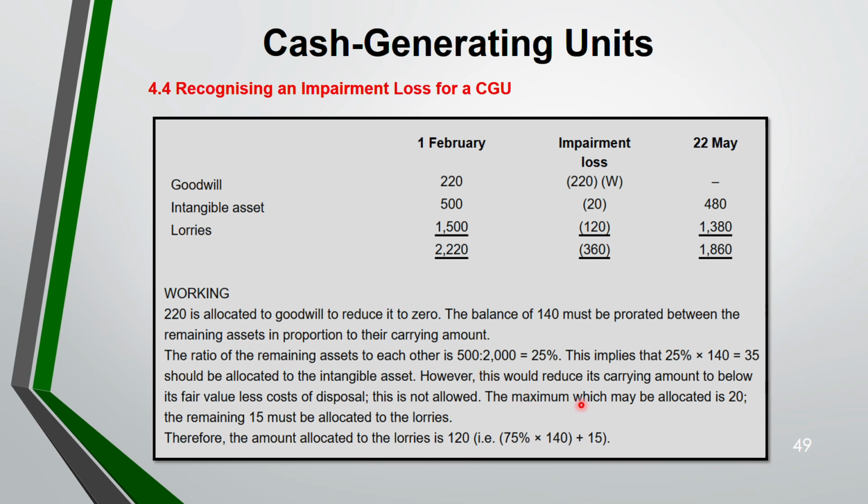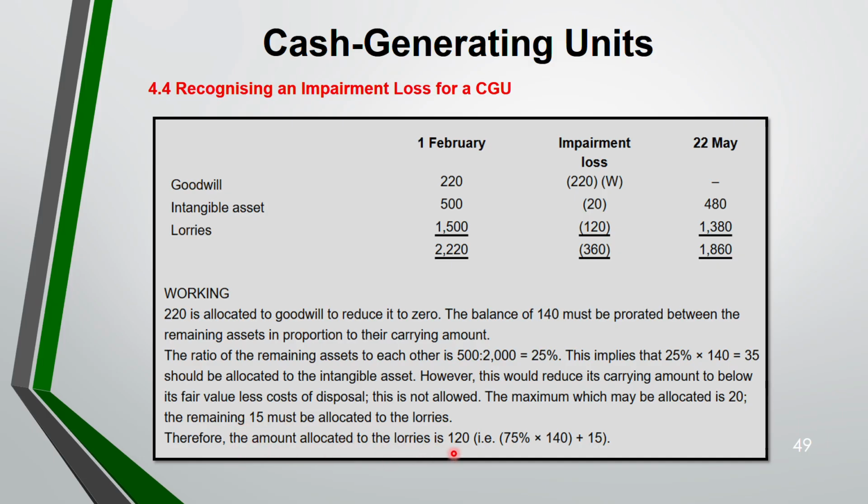So the maximum you can allocate is 20. What about the remaining 15? If you deduct 20 out of 35, only 20 can be reduced from the intangible asset. The remaining 50 must be allocated to the lorries. But how much? You can't just put 15 for lorries. Therefore, the amount allocated to lorry is 120.